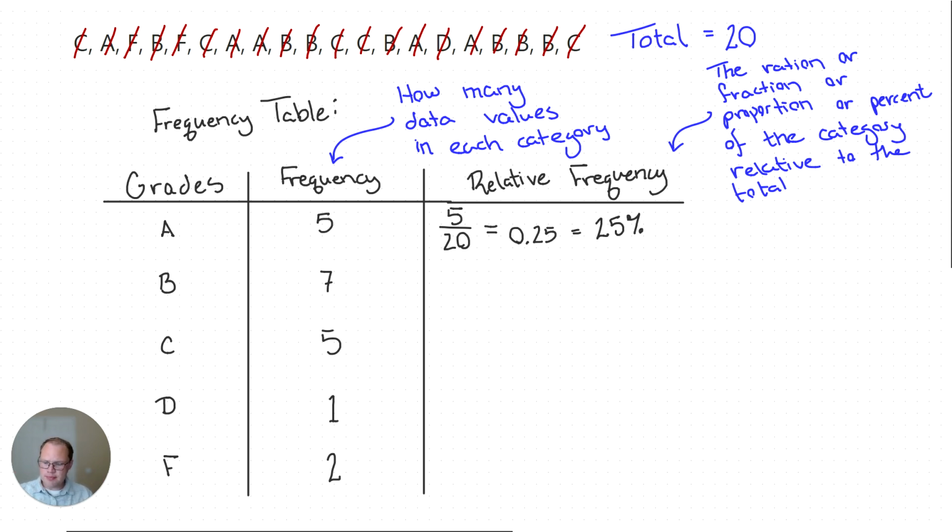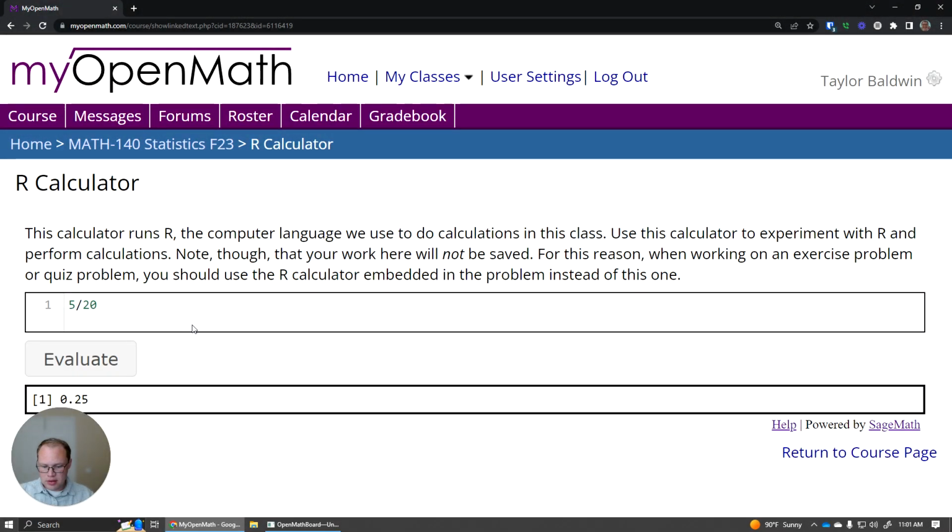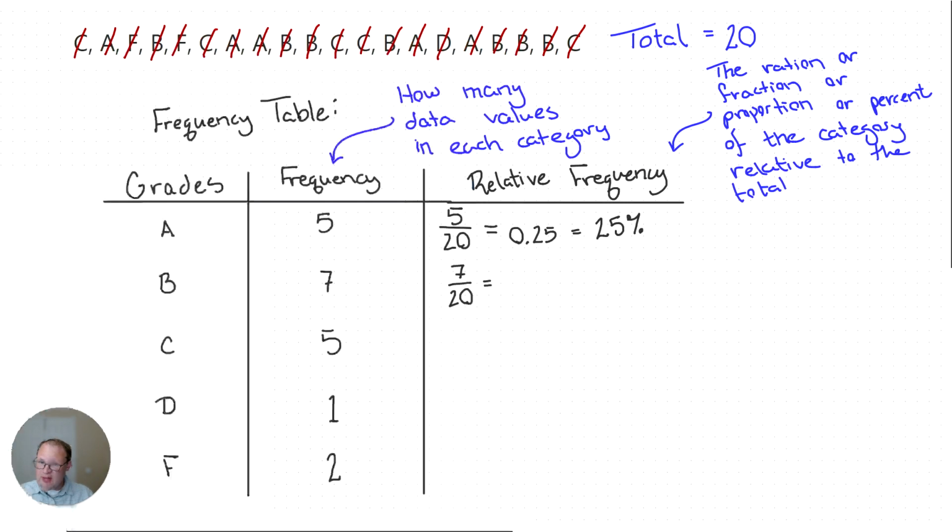So for B, there are 7 B's out of the 20 grades. If I put that into the calculator, 7 divided by 20 gives me 0.35, which if I convert to a percent would be 35%. So 35% of all the grades in the class are B's.